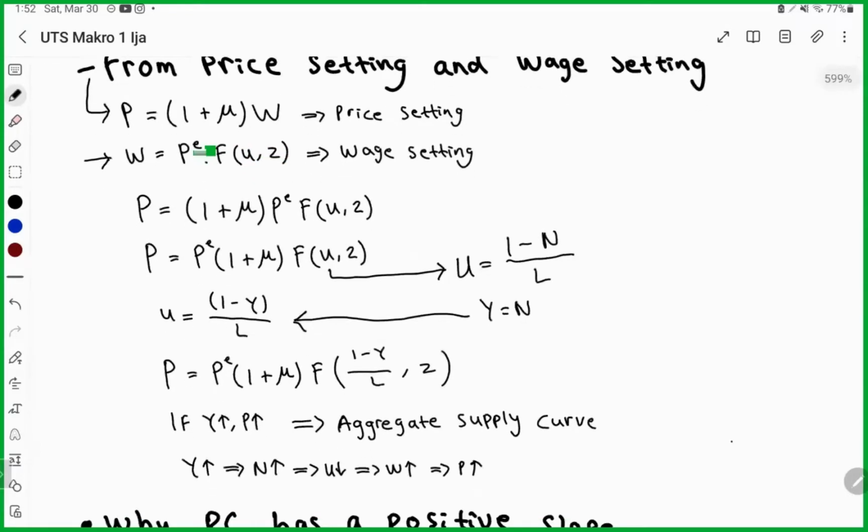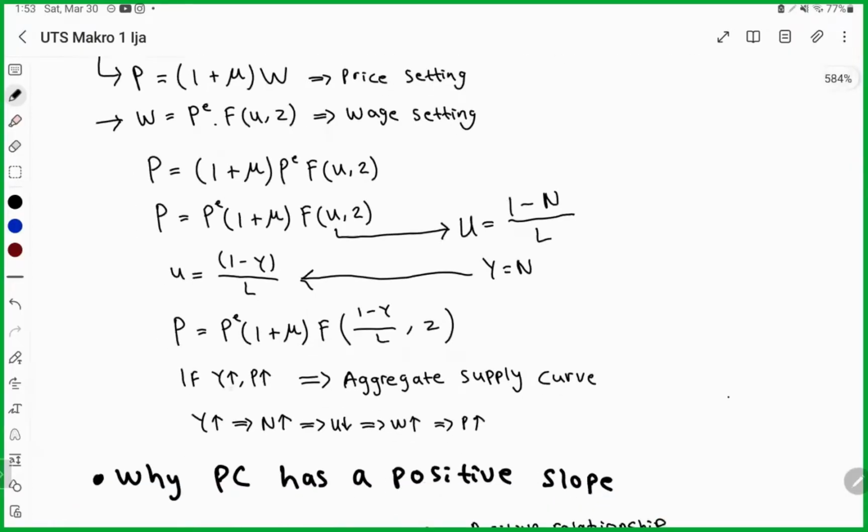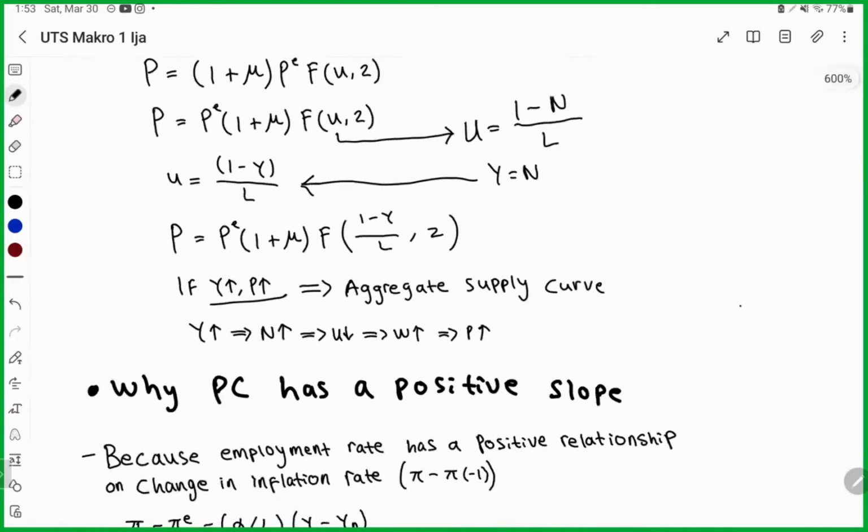And from this relation, we know that if Y increases, then employment will increase, which means the unemployment rate will decrease. And this decrease in the unemployment rate will increase the wage. All right. And because wage increases, price will increase. So the relation is Y increases, P increases.